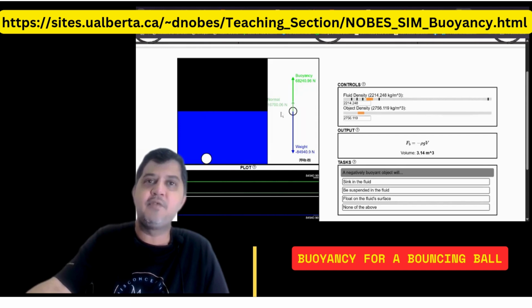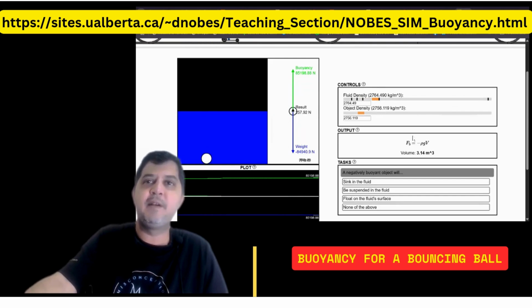Now what is happening to normal force? Earlier it was this much big. Now you see this vector is reduced here. Now still you increase it, fluid density is increased. At some point of time, you see normal force completely becomes zero. Make it zero initially. Now I made it zero.